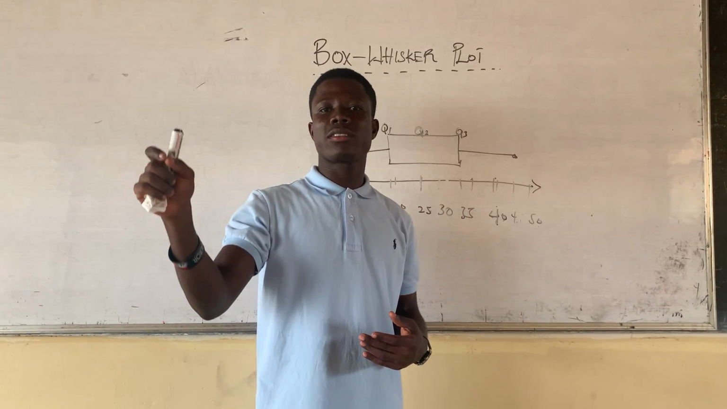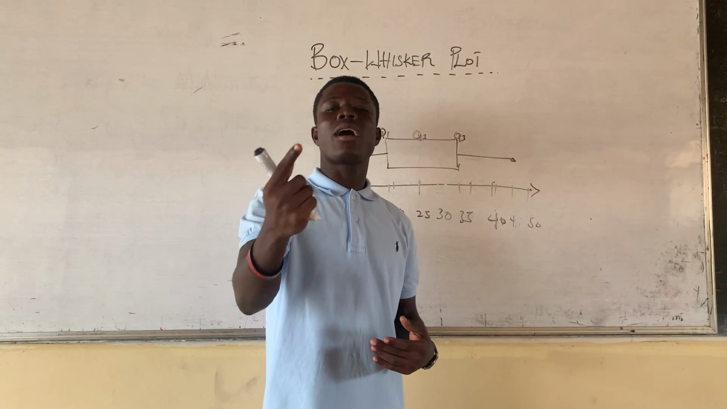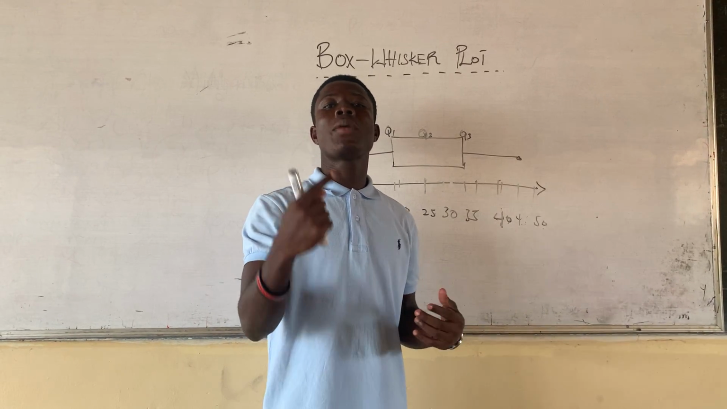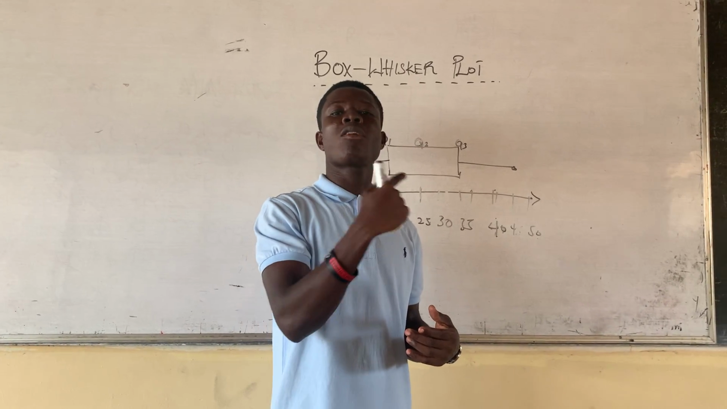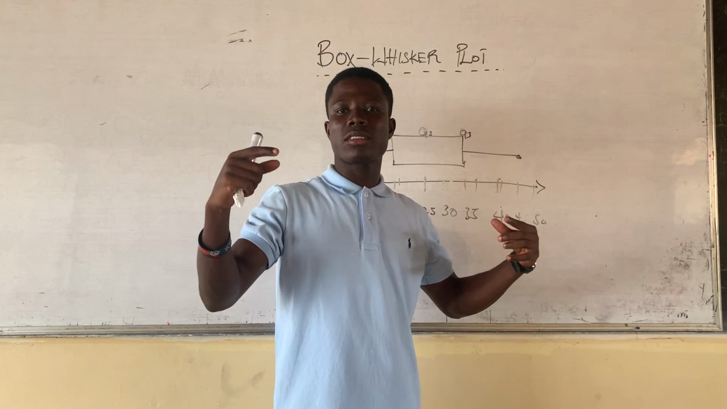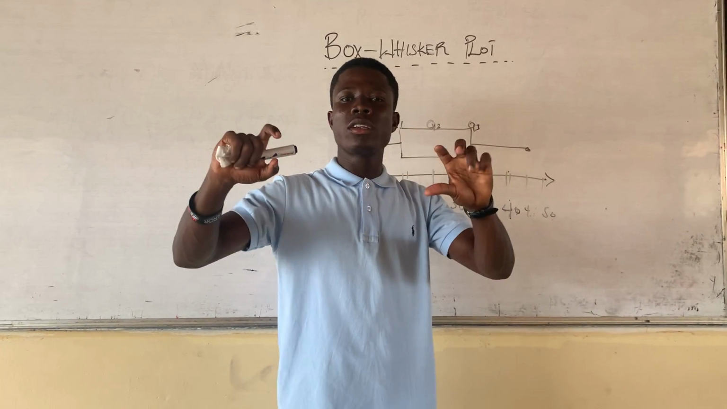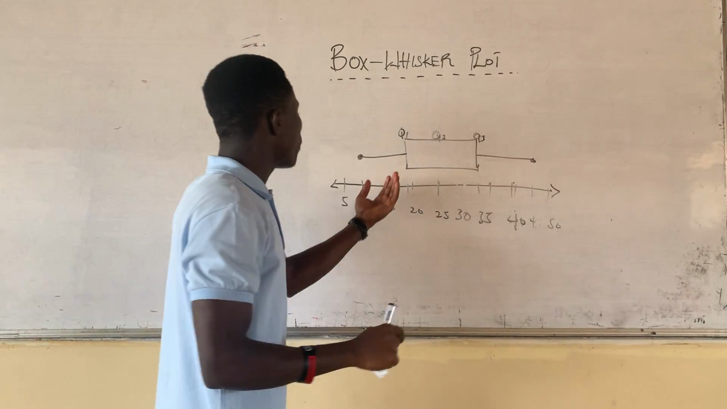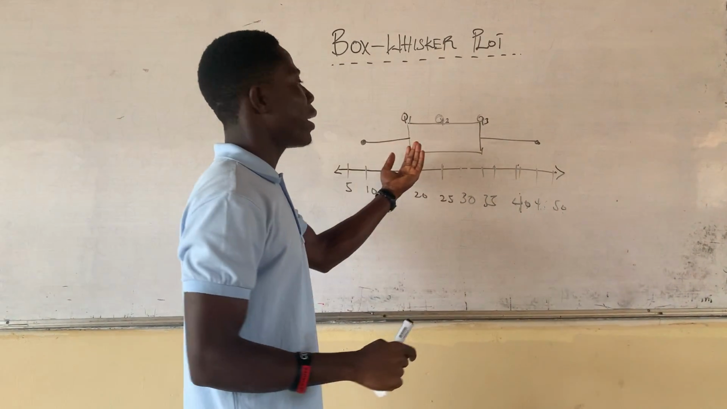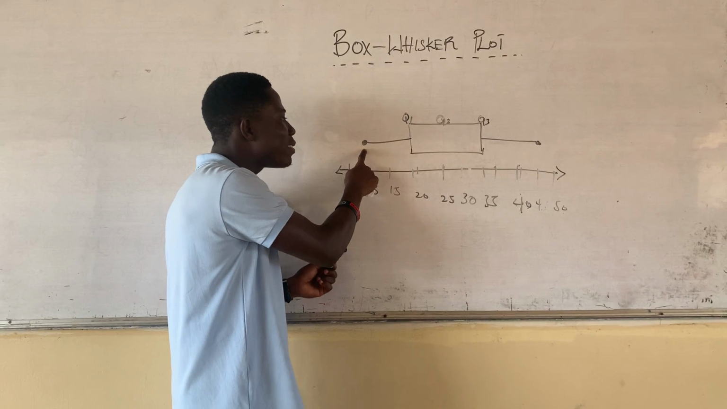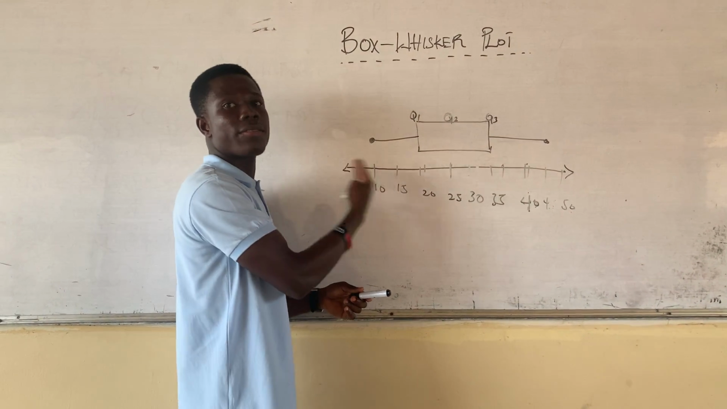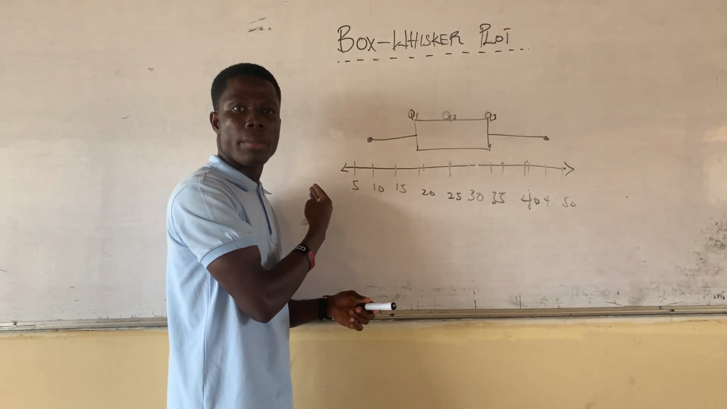Then that is a good question here. So in addressing such a question, how to identify your minimum and maximum number with a box and whisker plot is your whiskers. The whiskers are used to identify the minimum and maximum number. On my left side, the number beneath my whisker is my minimum number.